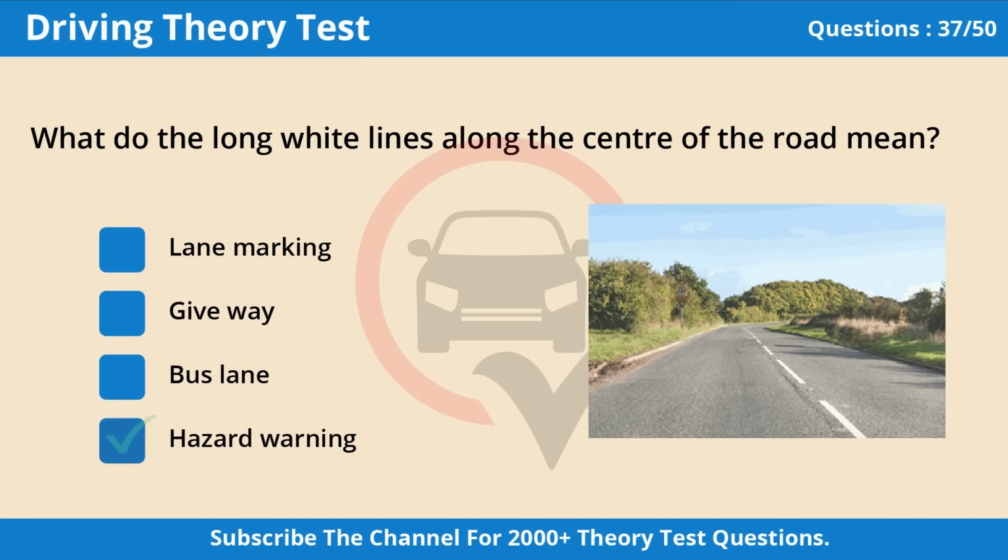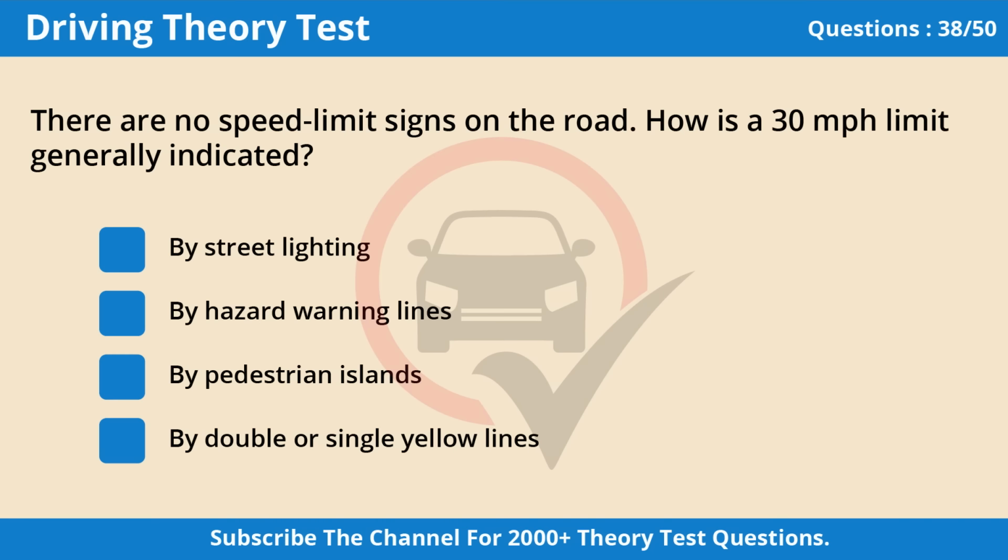D. Hazard warning. Question 38. There are no speed limit signs on the road. How is a 30 miles per hour limit generally indicated? A. By street lighting. B. By hazard warning lines. C. By pedestrian islands. D. By double or single yellow lines.